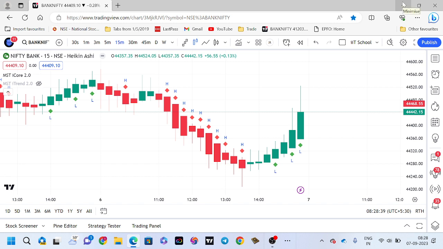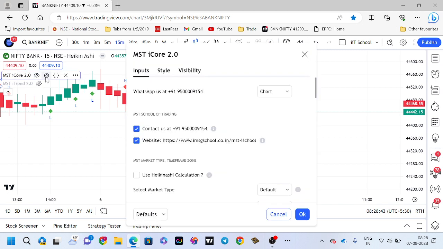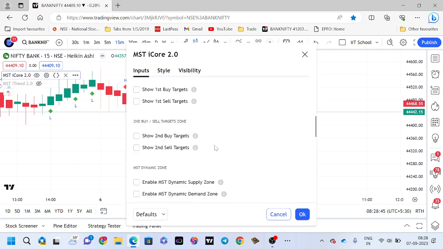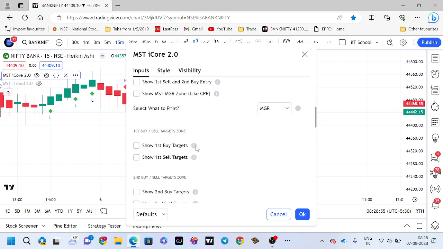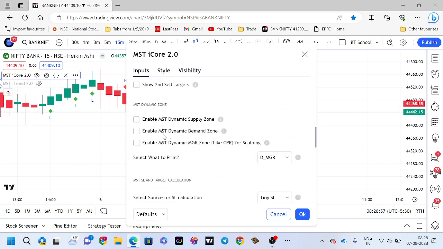Now I will show you another trading setup method. The first method is the static method, which we have been using for the past 11 years, since 2011. Next, we have recently added the dynamic supply zone, for people who want to trade positionally as well as intraday.